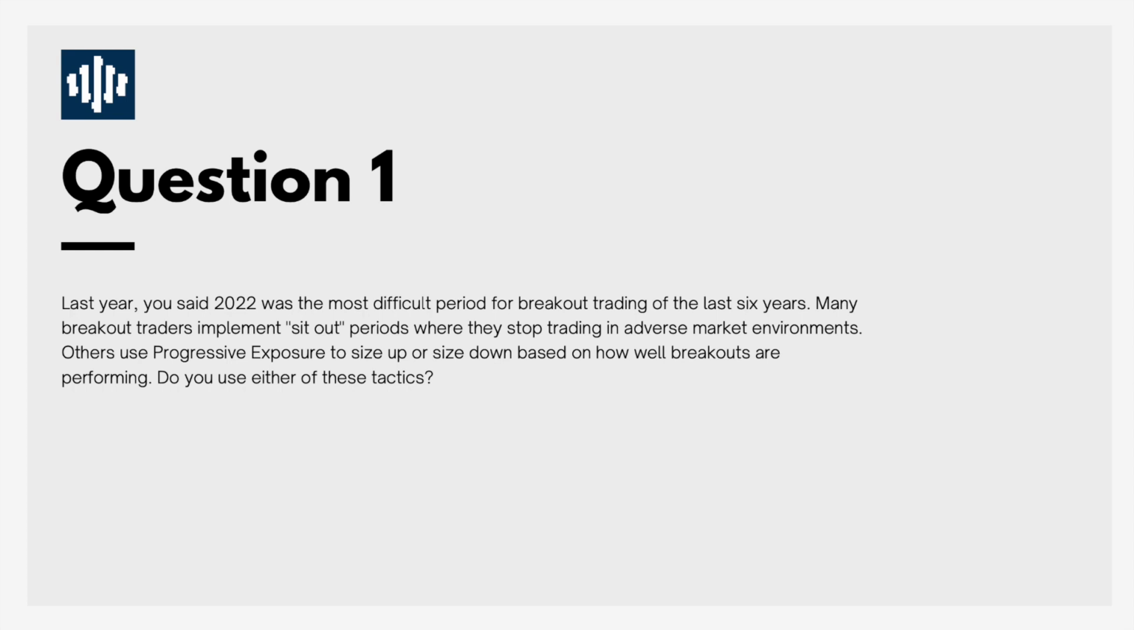Last year you said 2022 was the most difficult period for breakout trading of the last 6 years. Many breakout traders implement sit-out periods where they stop trading in adverse market environments. Others use progressive exposure to size up or size down based on how well breakouts are performing. Do you use either of these tactics?